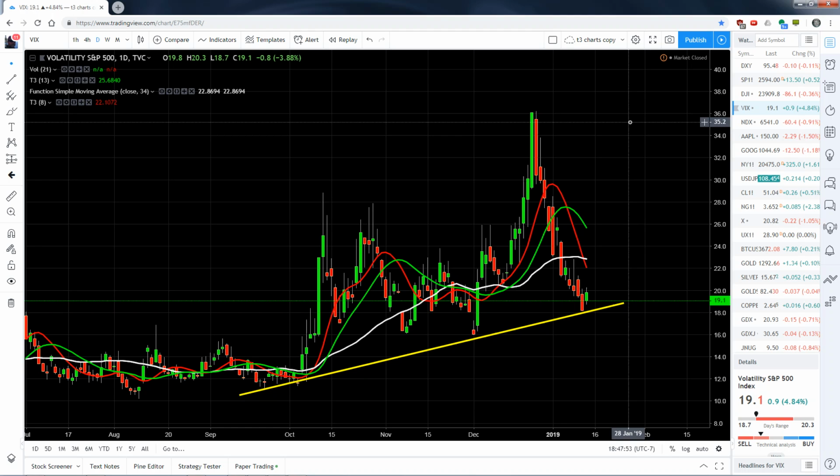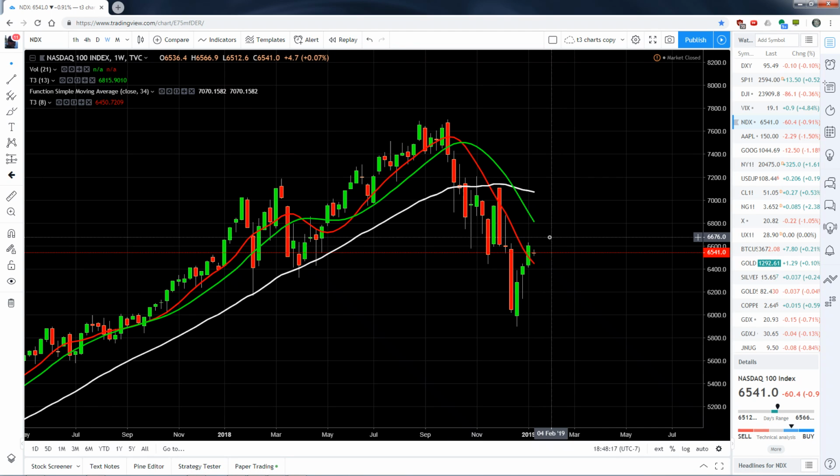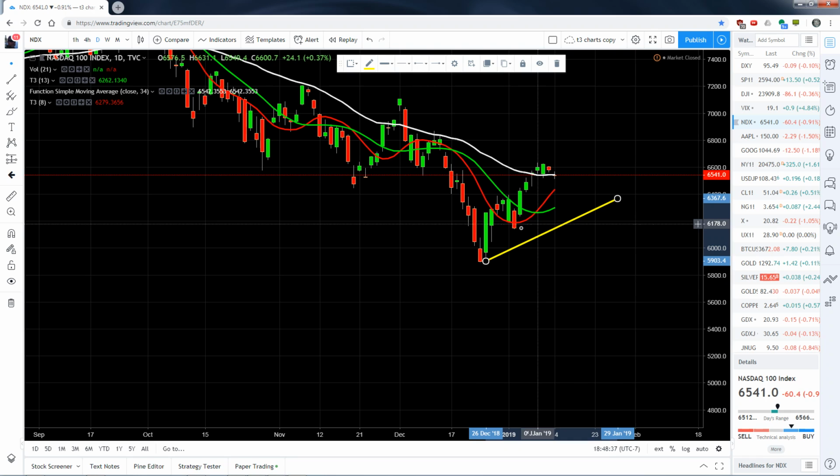NASDAQ, same. It's got a lot of work to do to get back into the previous lows. Let's make sure we remember the weekly, the double top. Very ominous. Outside day. Bearish retrace, bearish retrace, bearish retrace. Looking for some kind of an opposing point after the rise. Maybe hold a higher low.